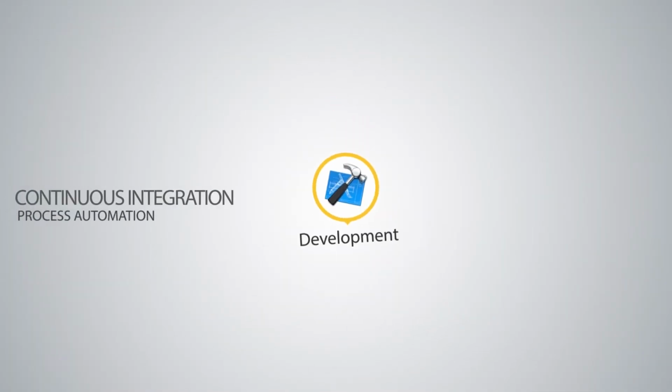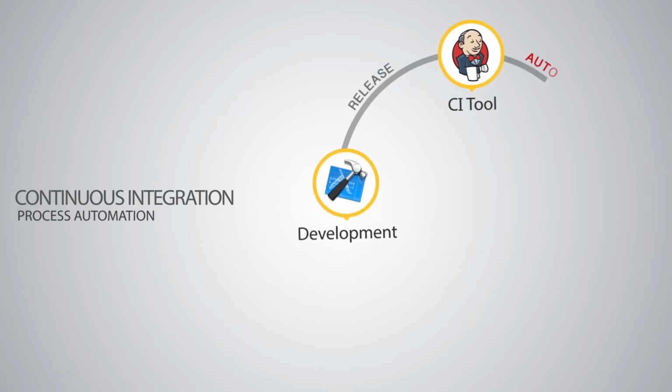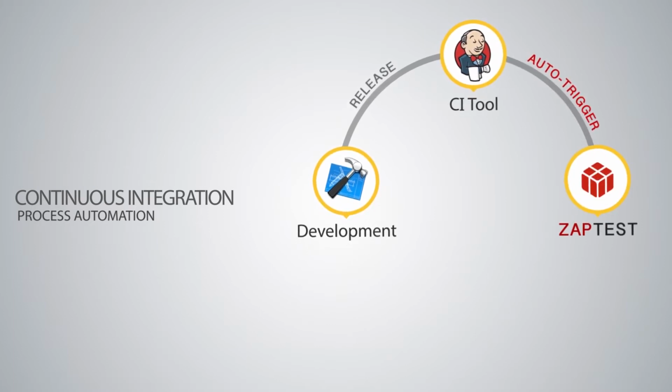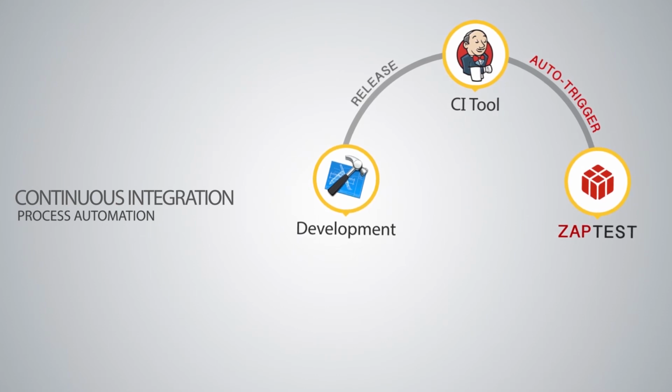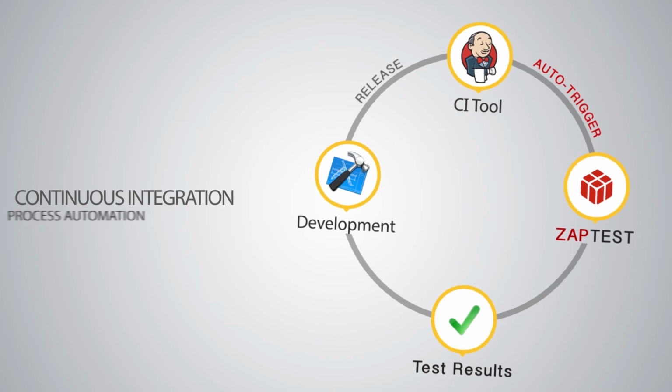ZAPTEST supports automated continuous integration. When the development team pushes a new release, the CI tool auto-triggers the execution of the prepared tests with ZAPTEST. Then the test results are sent back to the development team.